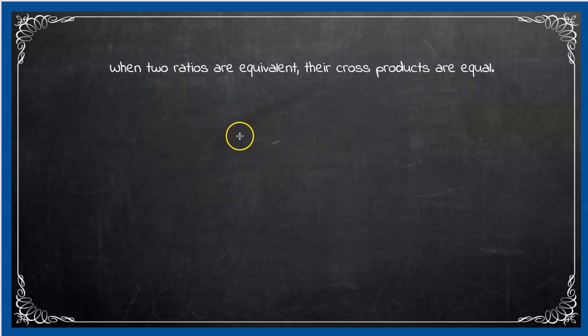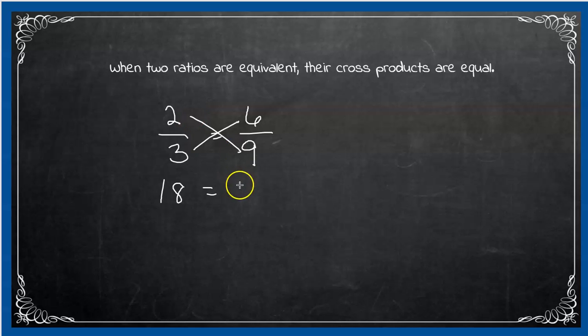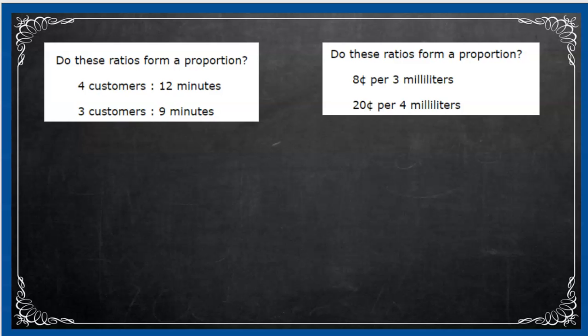So, for example, 2/3 equals 6/9. They are equal. This means that their cross products are also equal to each other. So 3 times 6 equals 2 times 9. And this will always be the case. If the cross products are equal, the fractions, the ratios are also equal. Let's look at some examples of problems where it asks if the ratios are a proportion.